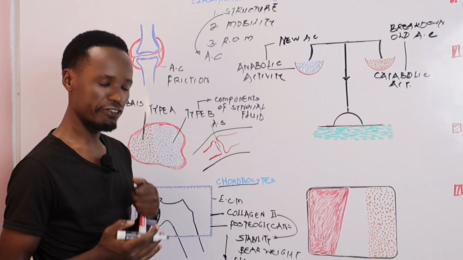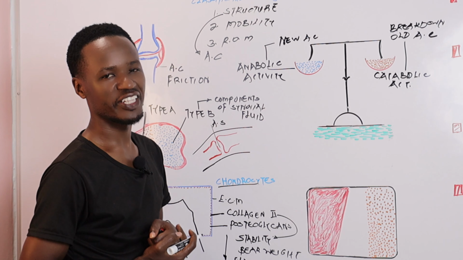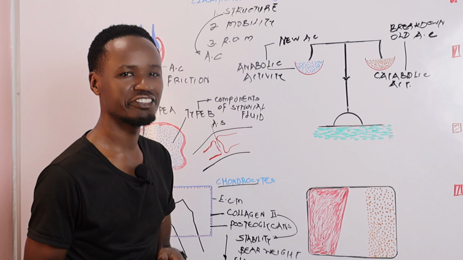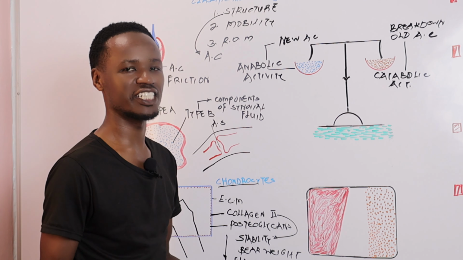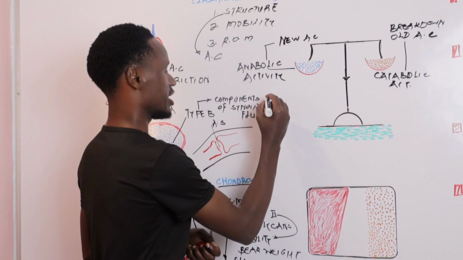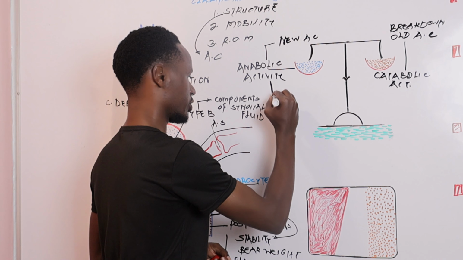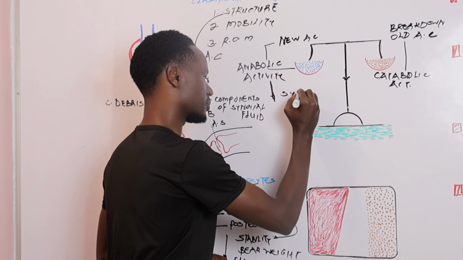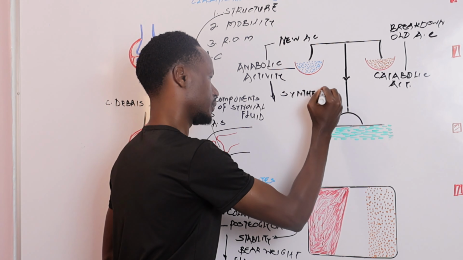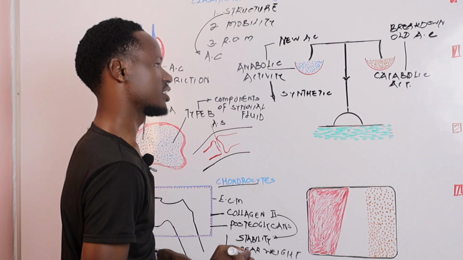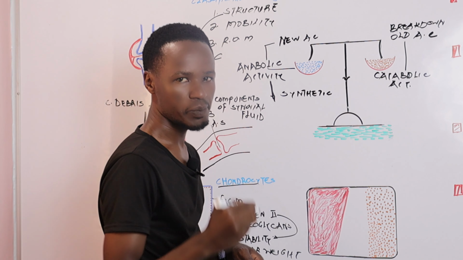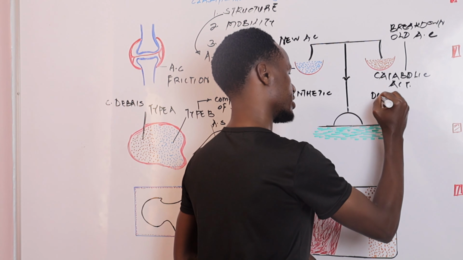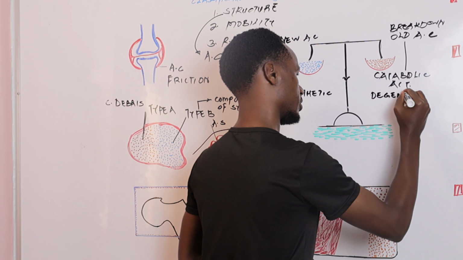But over time, something could happen to the joint, and this can cause the catabolic activities to overpower anabolic activities. So anabolic activities are made possible by the enzymes we call synthetic enzymes. But catabolic activities, the enzymes responsible for these activities are called degenerative enzymes.